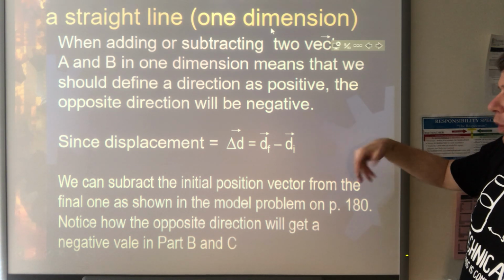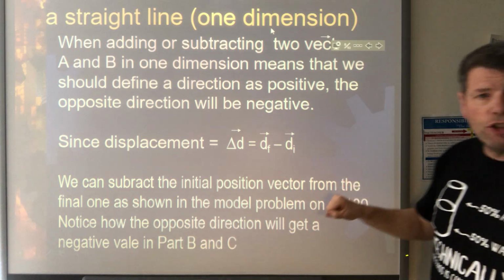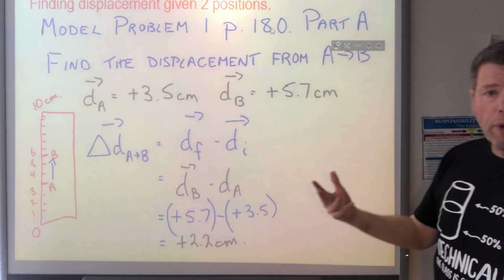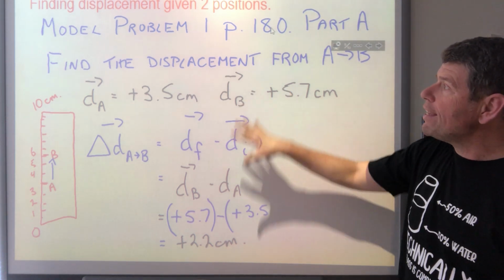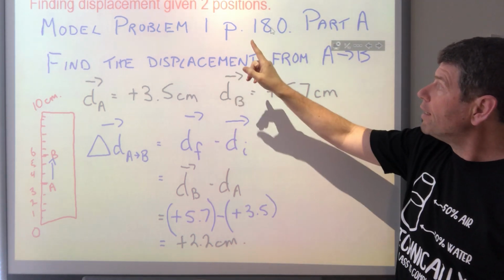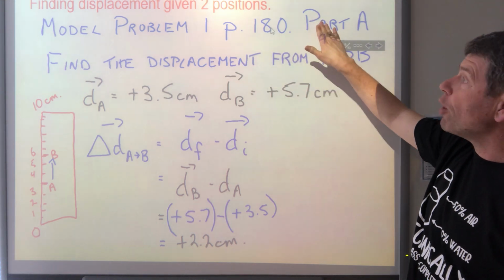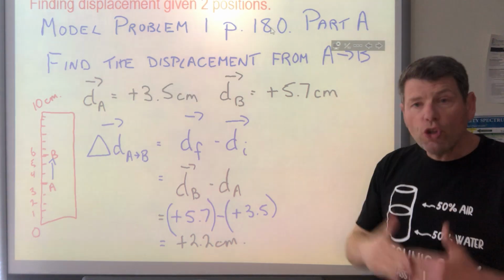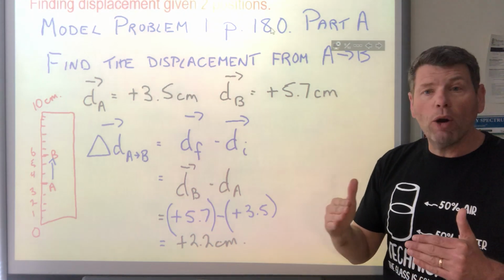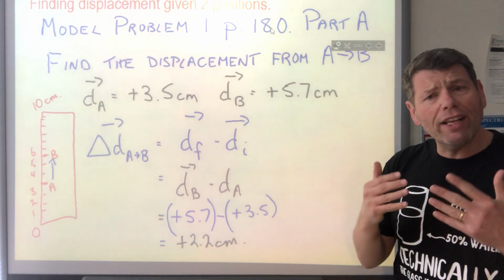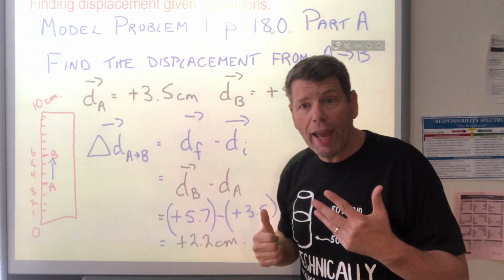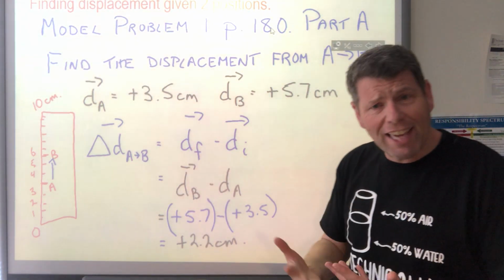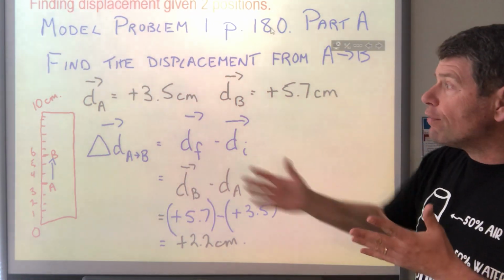We're not going to worry too much about this slide. We're going to get right into doing an example problem. So this example problem, guys, is me writing out the model problem, number 1 on page 180, and it's part A. And this will be finding a displacement when you're given 2 positions. Now, when we set up something in physics, quite often it's handy to do a diagram. So over here on this side of the board, I've kind of taken what the question is saying, and you can see it in your textbook, and I've drawn a little diagram.